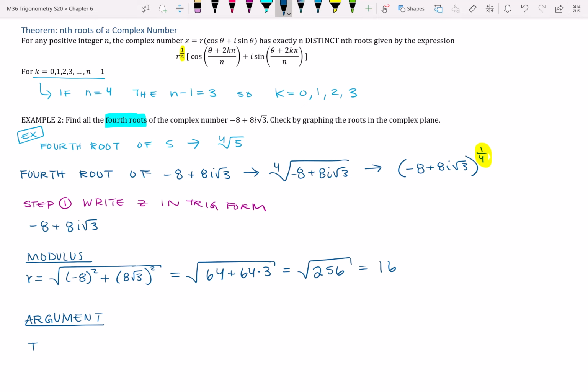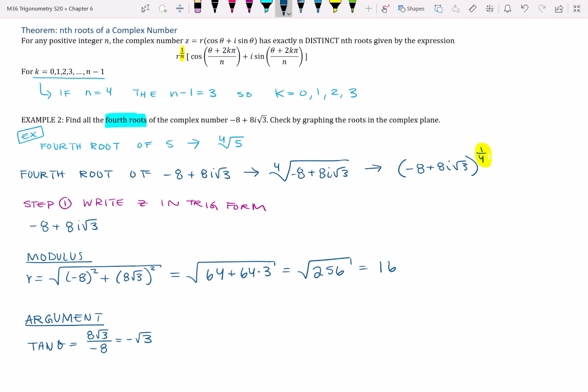So tangent of theta is equal to my imaginary part, which is my y here, over my real part. And so this is equal to negative square root of 3. And so I'm looking at, okay, what does theta have to be so that tangent of theta is equal to negative square root of 3? And again, this is in the second quadrant because that's where this point is. This is where the complex number is.